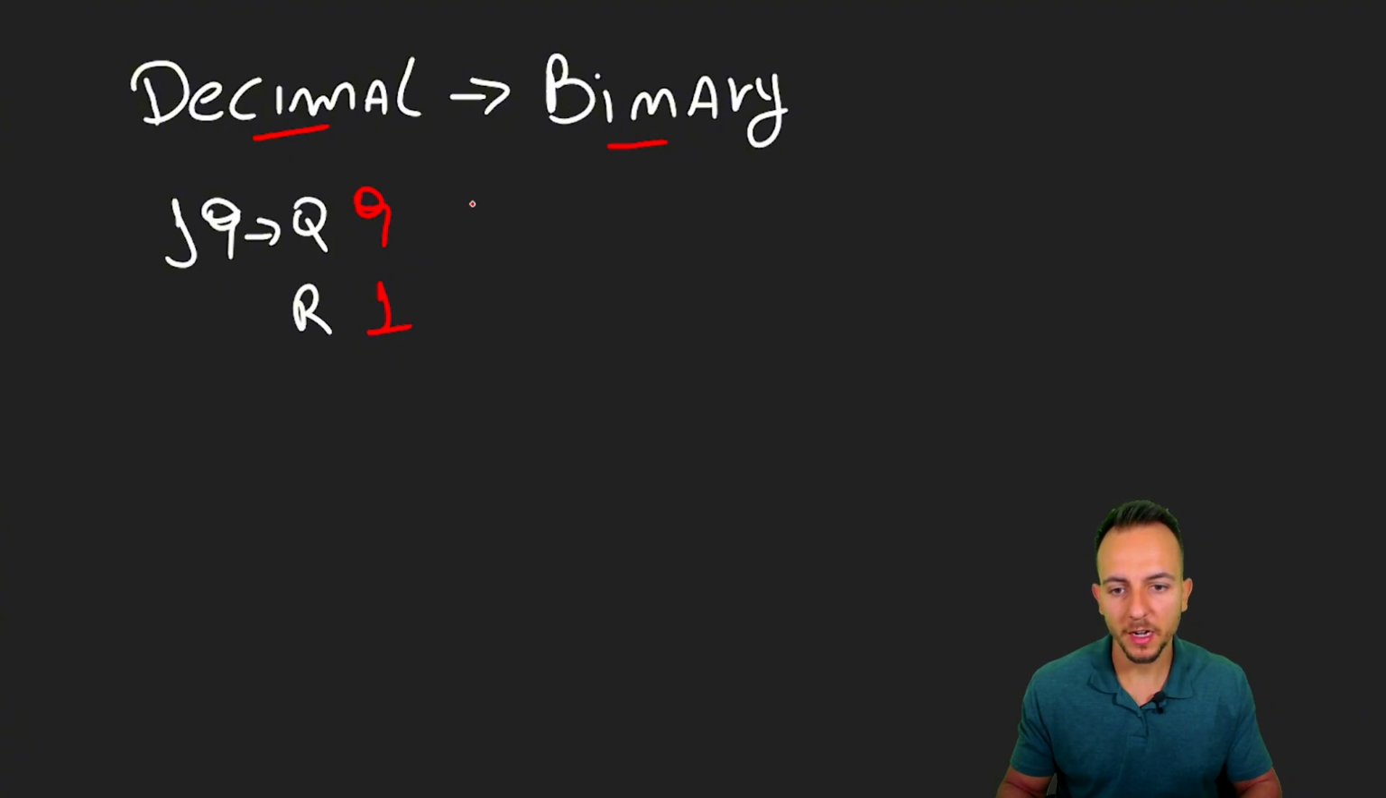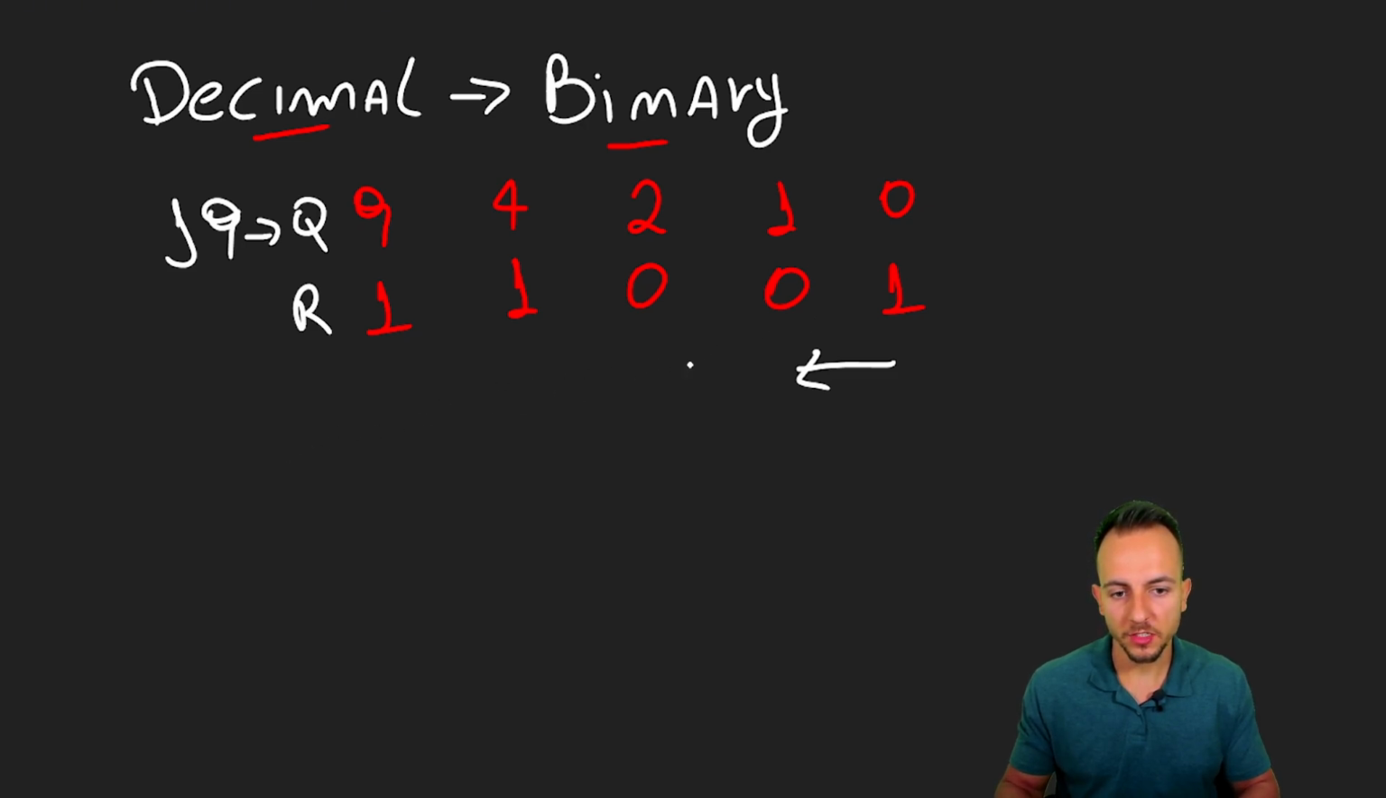So 9 divided by 2 is equal to 4, and the remainder is 1. 4 divided by 2 is equal to 2, and the remainder is 0. 2 divided by 2 is equal to 1 as the quotient, and the remainder is 0. And we need to do it one more time. So 1 divided by 2 is equal to 0, and the remainder is 1. We're actually done here.